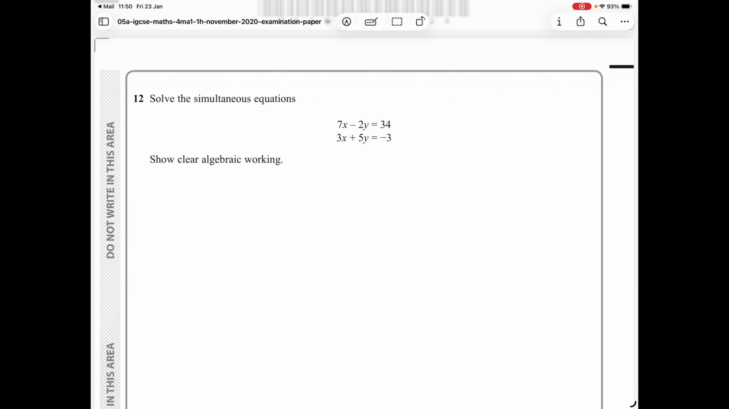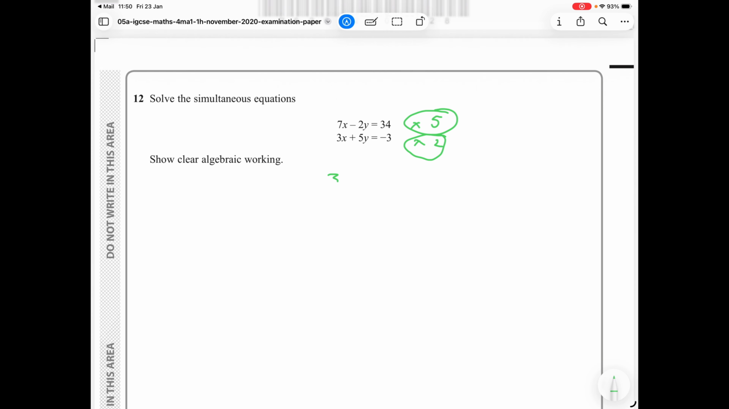A simultaneous equation. So for this one, I'm going to turn to green. And our issue is that we've got 7x minus 2y equals 34 and 3x plus 5y equals minus 3. And neither of those has got an x or a y with the same thing in front of it. So I'm going to times this one by 5. I'm going to times this one by 2 so that I can make the y's the same, although there's going to be a negative in front still.